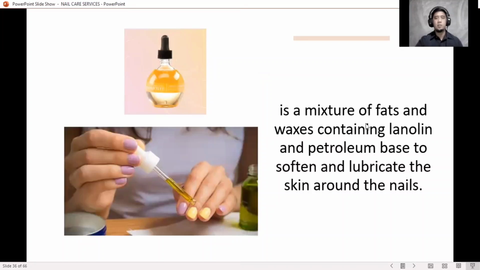Next, it is a mixture of fats and waxes containing lanolin and petroleum base to soften and lubricate the skin around the nail. Na nilalagay yan dito sa mga gilid ng ating kuko, para daw lumambot, saka mabasa siya. So we call it cuticle oil. So it's an oil.